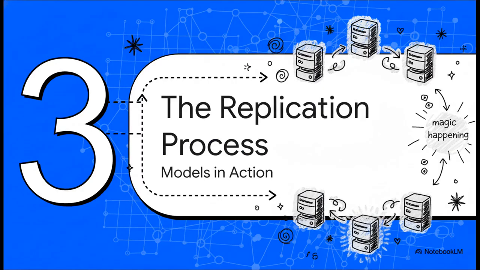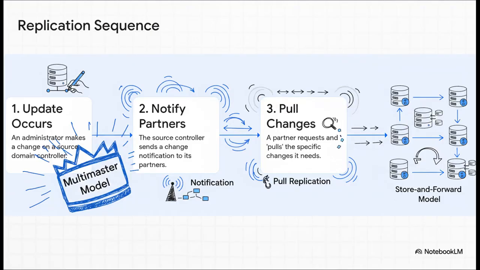Okay, so we've got our 4 core components, but how do they actually play together in the real world? Let's walk through what happens during a single change so we can see how this magic really works. So it goes a little something like this. First, an admin makes a change. That's our multi-master model in action. Second, that server sends a little notification out to its partners. Third, a partner server sees that notification and then initiates the request to get the data. That's pull replication. And finally, once it has the update, it turns around and passes the change along to its own partners. And that's the store and forward model. See how they all link up?